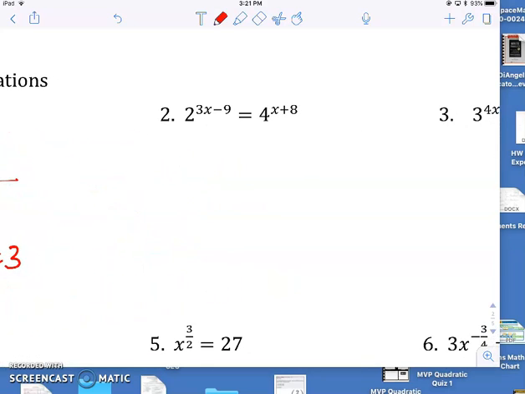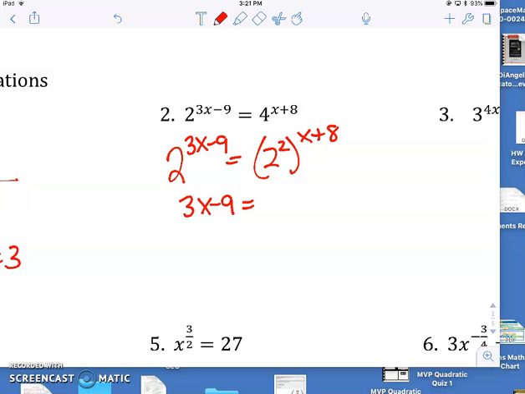Our next one, we don't have bases the same, but 2 and 4 are both powers of 2. So 2 to the 3x minus 9, 2 squared to the x plus 8. So we have to distribute. So we have 3x minus 9 equals, we distribute over here, 2x plus 16. And then we just solve. So we have x equal to 25.